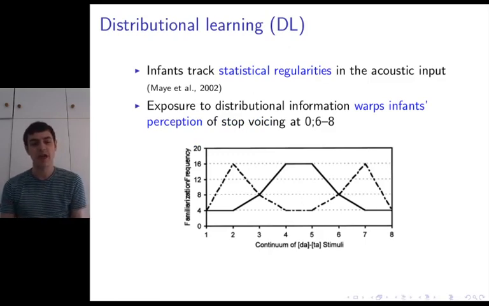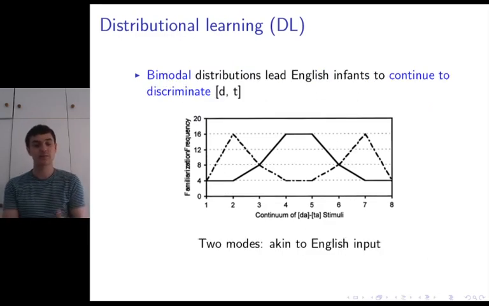learning. So Jessica Maye and colleagues demonstrated in 2002 that infants are capable of tracking the statistical regularities of the input, and that exposure to specific kinds of distributional information has an effect on infant perception at 6 to 8 months. So infants who are exposed to a bimodal distribution, having two sets of high-frequency tokens, so one that is D-like and the other that is T-like, continue to discriminate what is a native distinction for them.